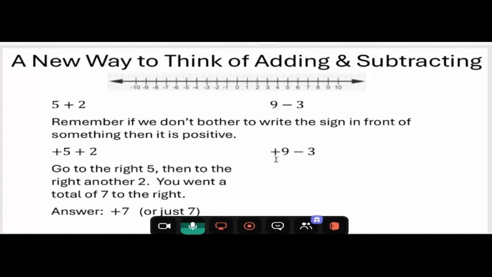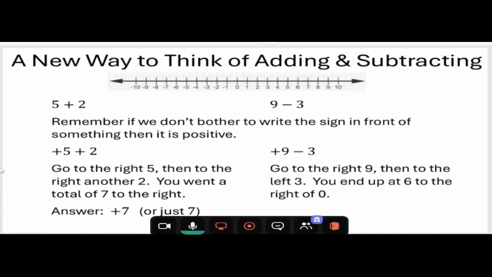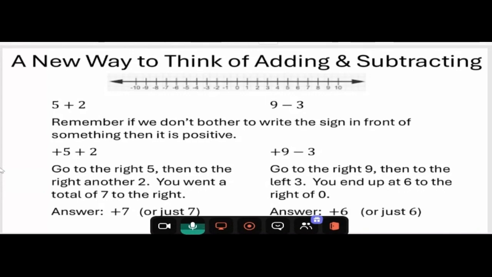This, however, says go 9 to the right, and then 3 to the left. And if you go 9 to the right and 3 to the left, you end up at 6 to the right of 0. In other words, positive 6, or we just say 6. And again, notice how this minus here had no impact whatsoever on the 9, right? The 9 is going to the right. The 3 is going to the left. The 9 is not affected by the thing after it, only by the thing in front of it. Again, that seems silly because you can just go 5 plus 2 and 9 minus 3 like you always did, but it will become more and more important to think about your equations this way.